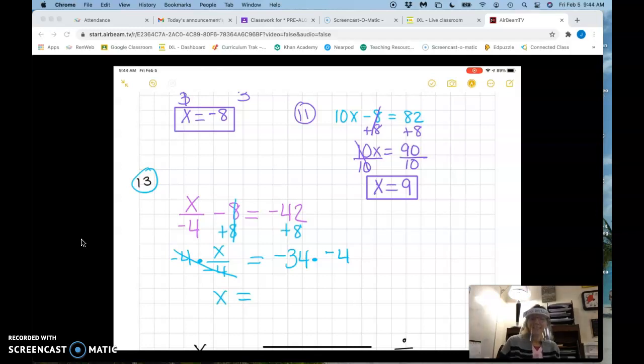Is it negative 12? Recalculate that. Is it negative 116? Okay. All right, so x equals 136 because negative 34 times negative 4 is 136.